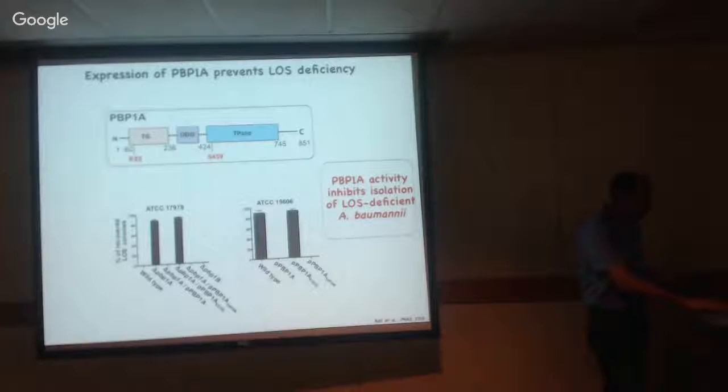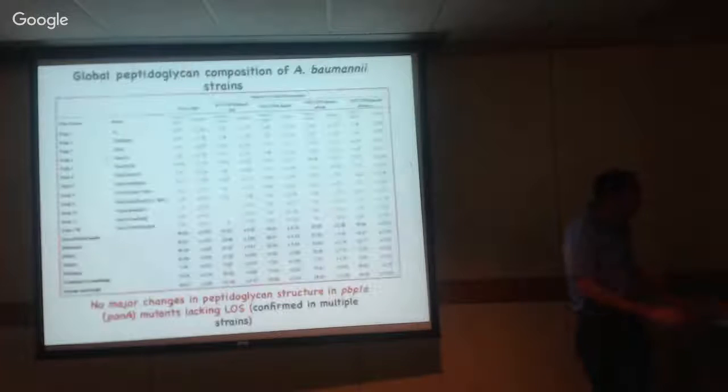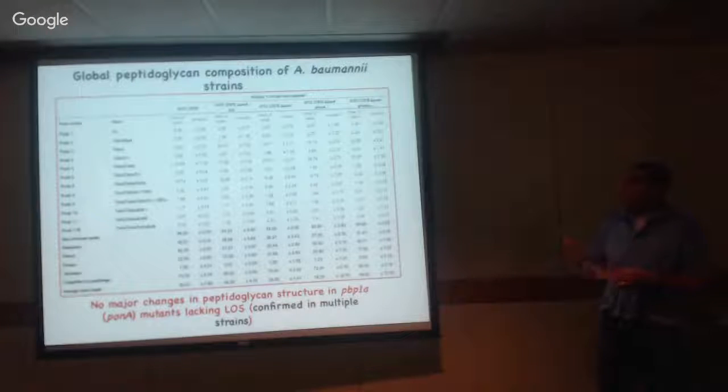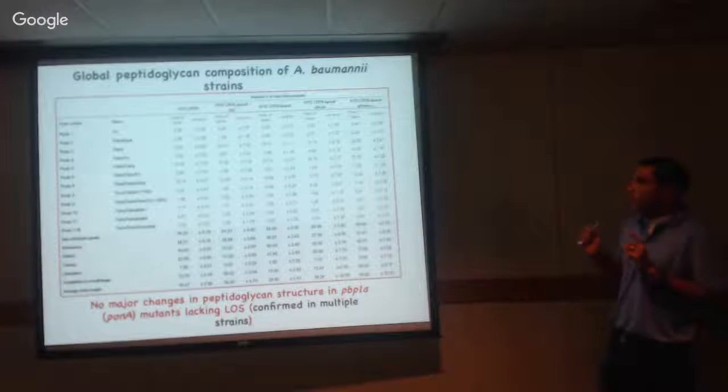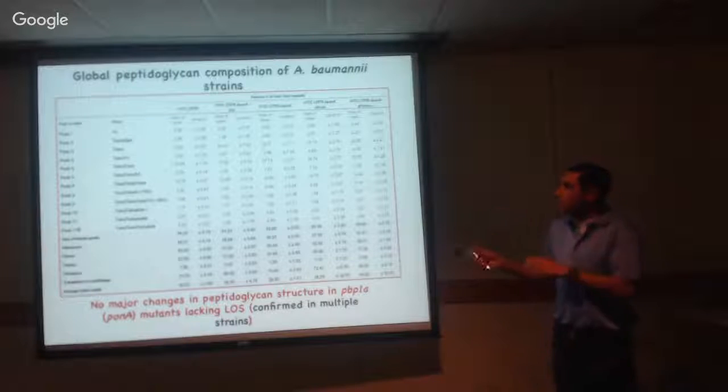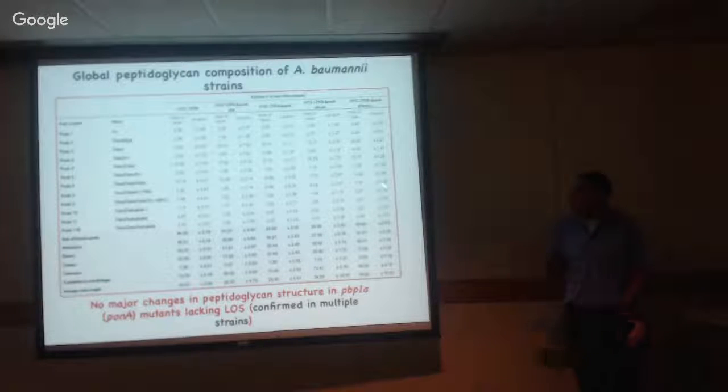And so we collaborated with Waldemar Vollmer. He's at Newcastle University in Great Britain. And we isolated total peptidoglycan from these cells. And we looked at how long the glycan chains were, how cross-linked they were, lots of different things, lots of different numbers on the slide. But there was really no difference between our wild type and our PBP1A mutant or the LOS deficient bacteria.